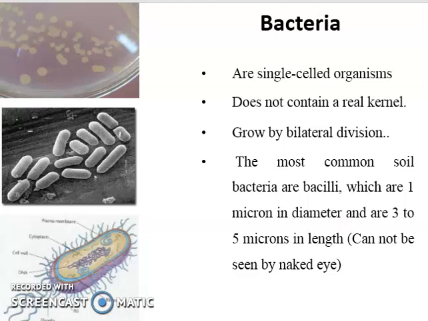The first type of microorganism is bacteria. Bacteria are single-celled organisms, as you know. They do not contain a real nucleus or kernel, and grow by binary division. The most common soil bacteria are bacilli, which are 1 micron in diameter and 3 to 5 microns in length. Bacteria cannot be seen by the naked eye.